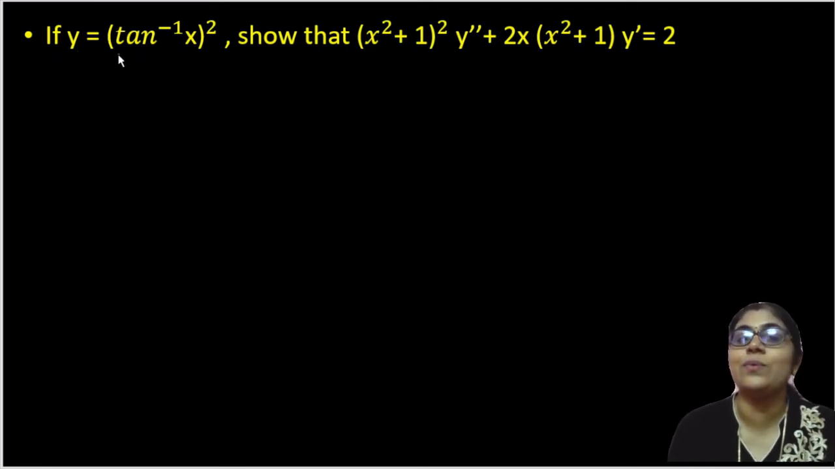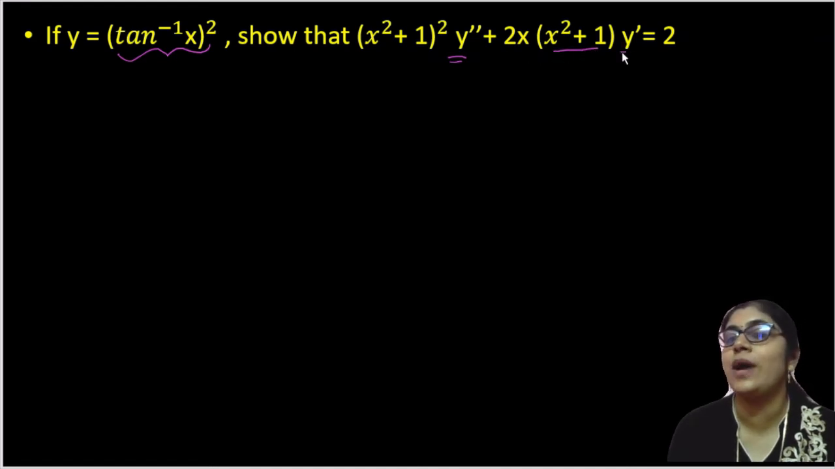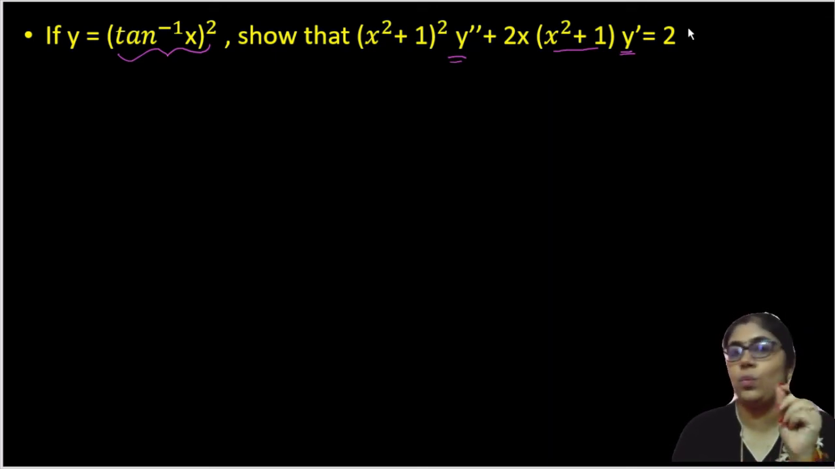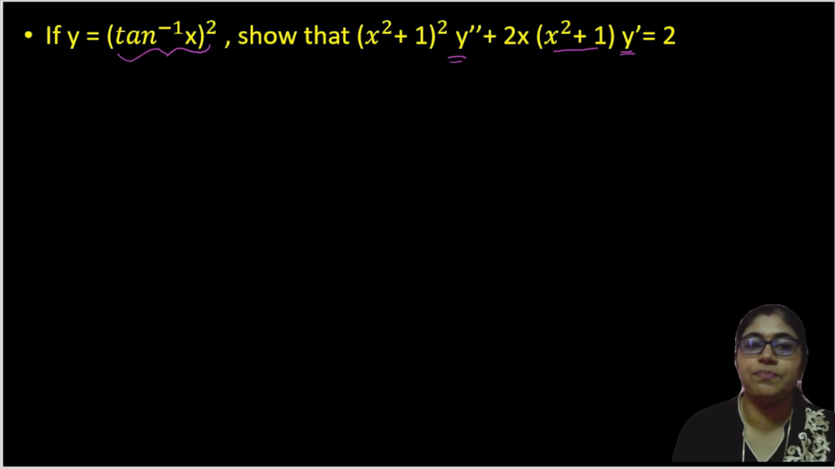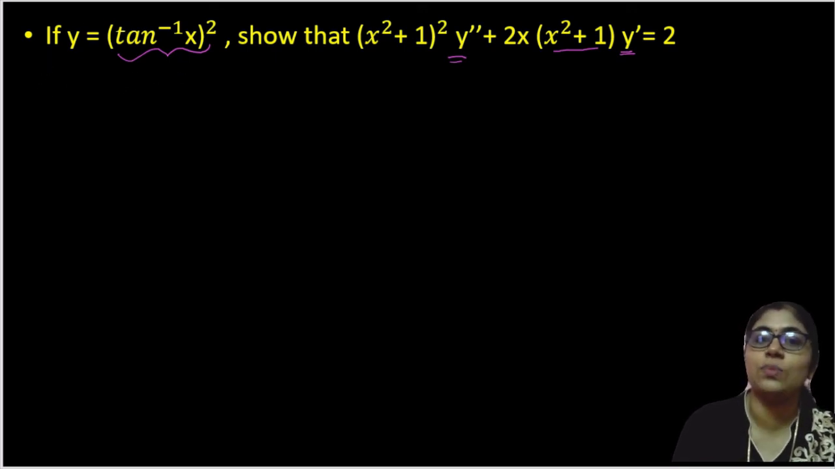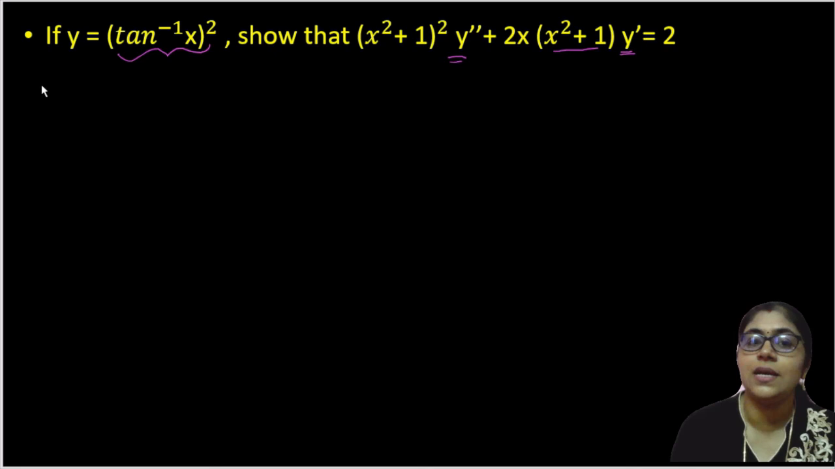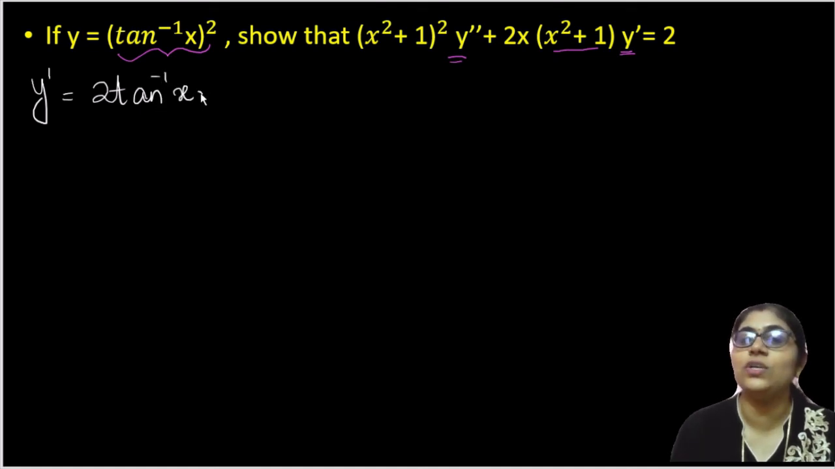If y is equal to tan inverse x whole square, show that x square plus 1 whole square y double dash plus 2x into x square plus 1 y dash equals 2. So for this, first we have to find out y dash and y double dash. So y is given. Y dash first. Y dash equals 2 tan inverse x into 1 by 1 plus x square. So we can write 1 by 1 plus x square directly here.